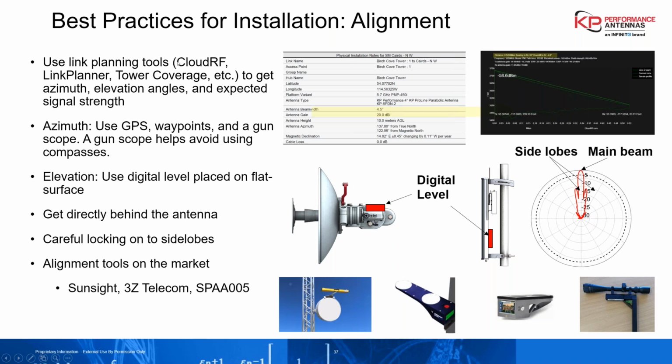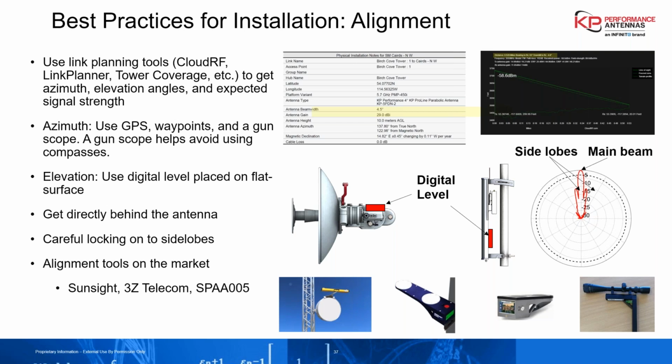Now, you know, I've used Cloud RF, Link Planner, Tower Coverage. There's a tool which gets very expensive, but these are some tools that are relatively inexpensive to use. Link Planner is free, and it helps you get, what does it help you do? It gets your azimuth angles, your elevation angles, and your expected signal strength. And it'll actually tell you, based off of the coordinates you put in, of your AP and CP, where to point this antenna with respect to azimuth and elevation. It just helps you get in a better place so you're not blind when you're going up there.